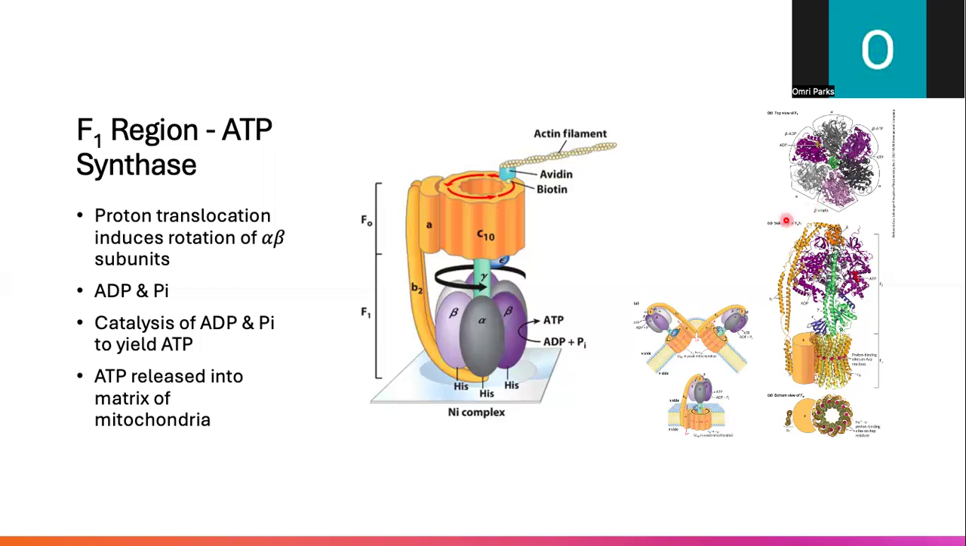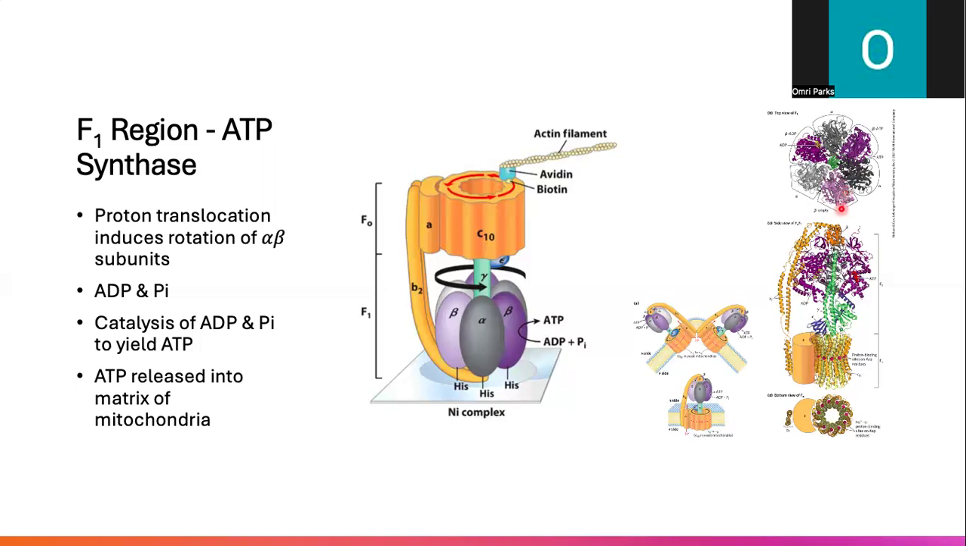Like I said, the beta subunits, which are one, two, three, undergo one of three conformational changes. It can undergo the tight state, loose state, or open state. And like I said, all those involve different reactions of ATP. It's only in the open state that ATP can be released from the beta subunit, and only in the open state can the ADP and inorganic phosphate bind. So that's kind of important to know there.